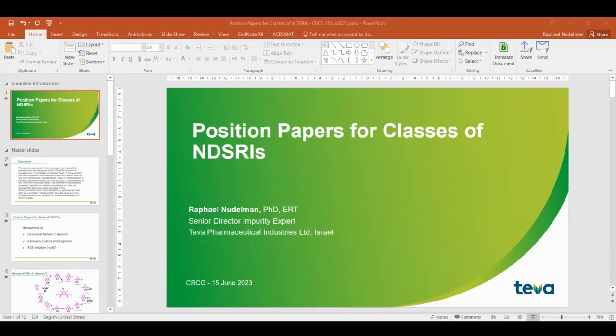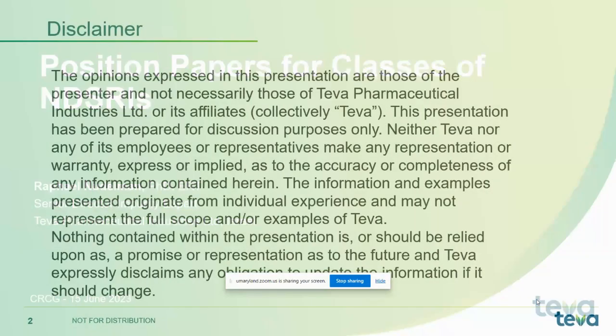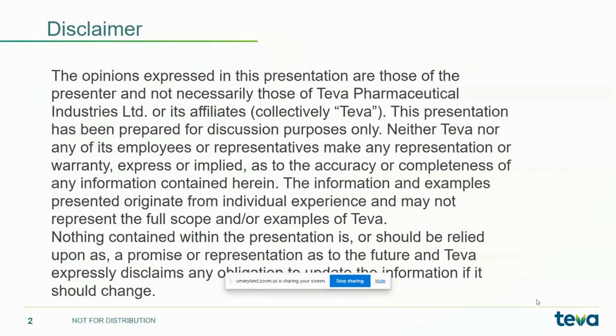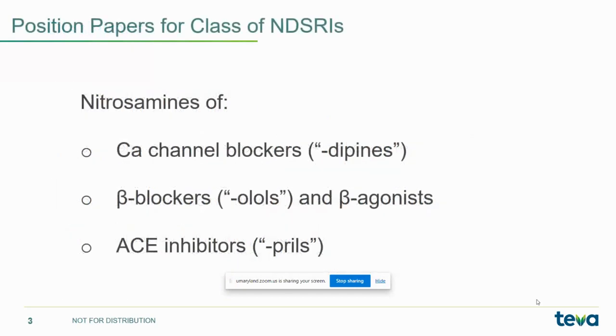The reason for working in such a manner is that it is very difficult many times to find a good surrogate to do read-across for NDSRIs. Therefore, we needed to use a different, holistic approach and try to do some type of SAR and mechanistic understanding in order to find an appropriate limit for these full classes of NDSRIs. The disclaimer, of course, is that all the opinions expressed here are mine and don't represent Teva's official opinions.